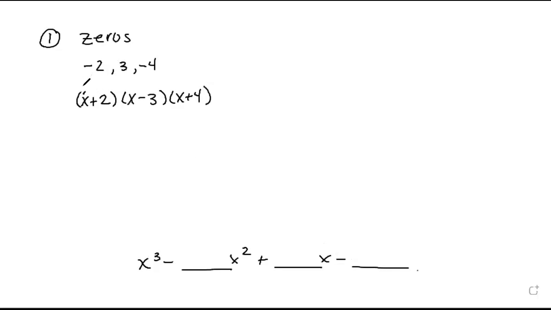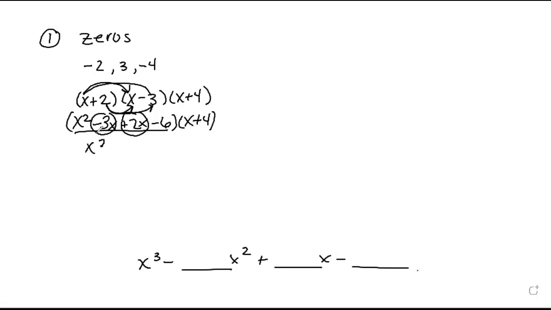Okay, and so you're going to have to start using FOIL. X times x is going to be x squared. X times -3 is -3x. You're going to move to that second term. 2 times x is 2x, and then 2 times -3 is -6. We still have all of this times x plus 4, but before I do that, I'm going to try to reduce this down some. I know I can combine the -3x and the 2x together, and that's going to get me x squared minus 1x minus 6. Can at least do that.